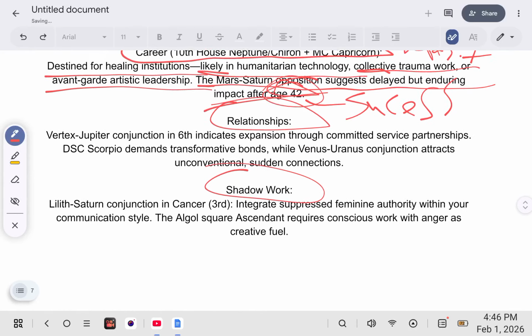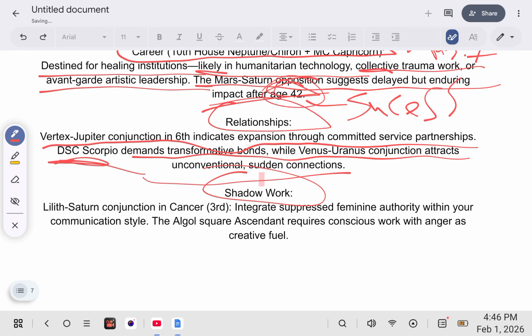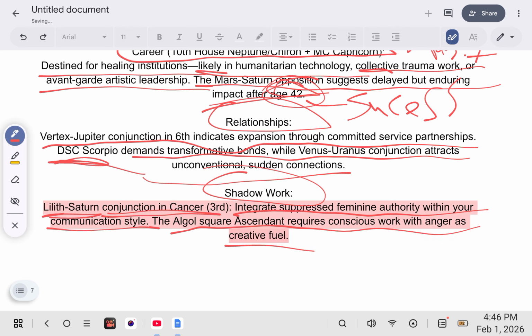So, relationships. Vertex Jupiter conjunction in 6th indicates expansion through committed service partnerships. And my descendant in Scorpio demands transformative bonds, while Venus Uranus conjunction attracts unconventional sudden connections. Shadow work. Lilith Saturn conjunction in Cancer in the 3rd house. I have to integrate suppressed feminine authority within my communication style. The Algol square my ascendant requires conscious work with anger as creative fuel.